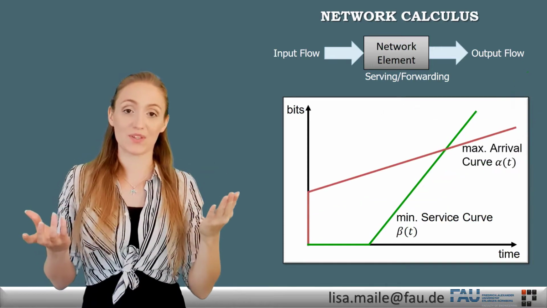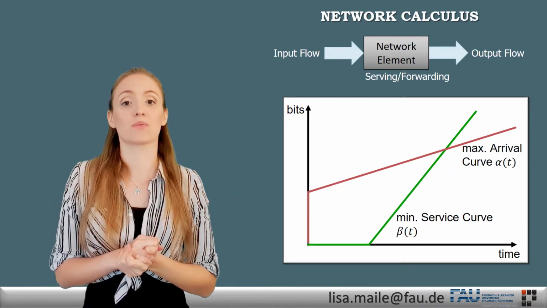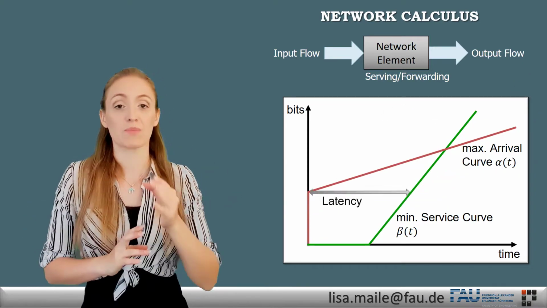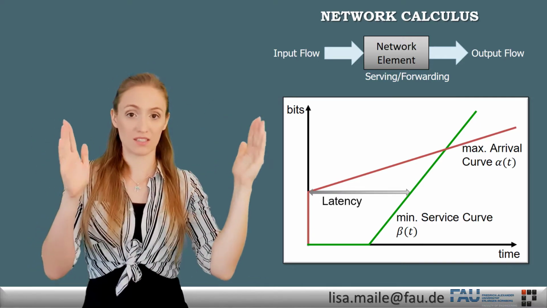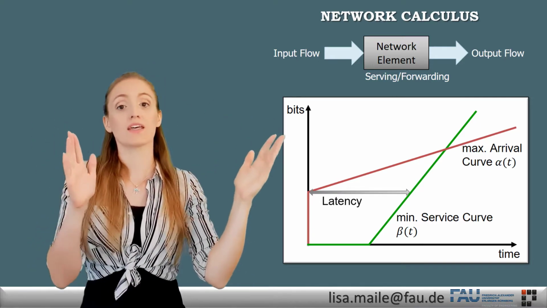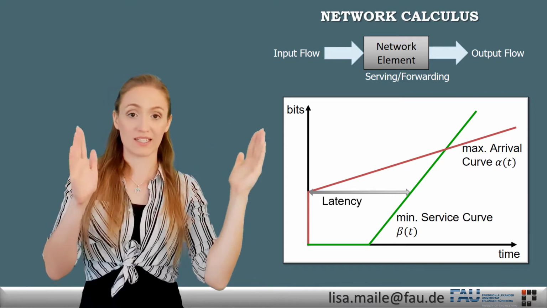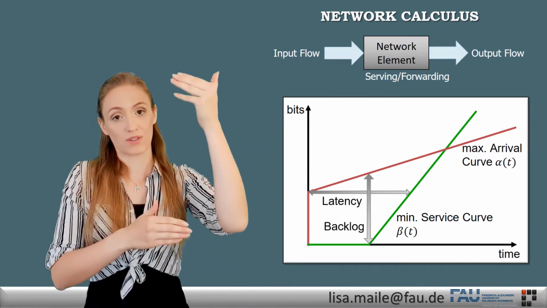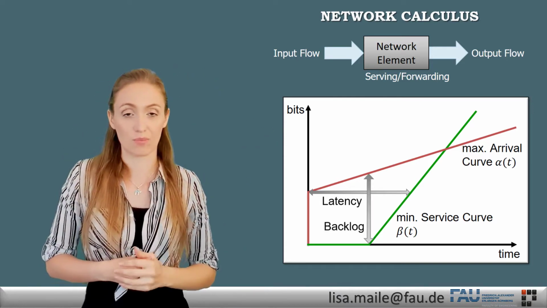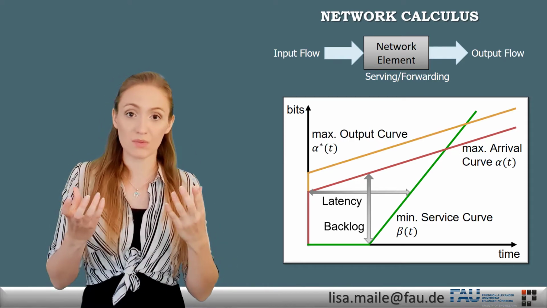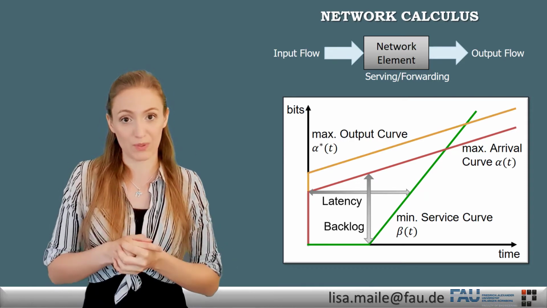There are two further guarantees which we can derive from arrival and service curves. The maximum horizontal distance between these two curves is the maximum or worst case latency, and the vertical distance is the backlog. And the third guarantee which we derive is the maximum output curve.